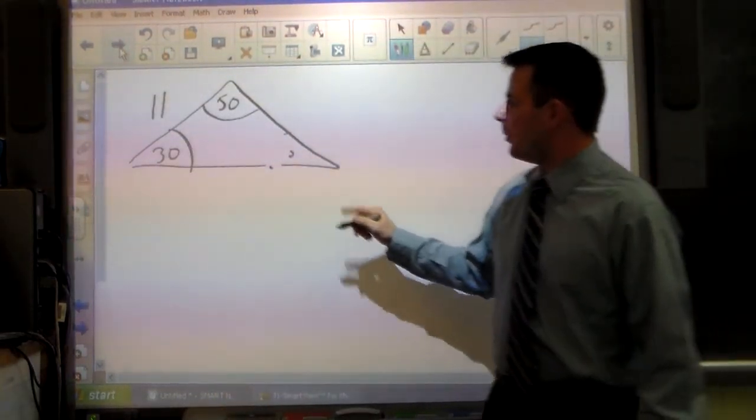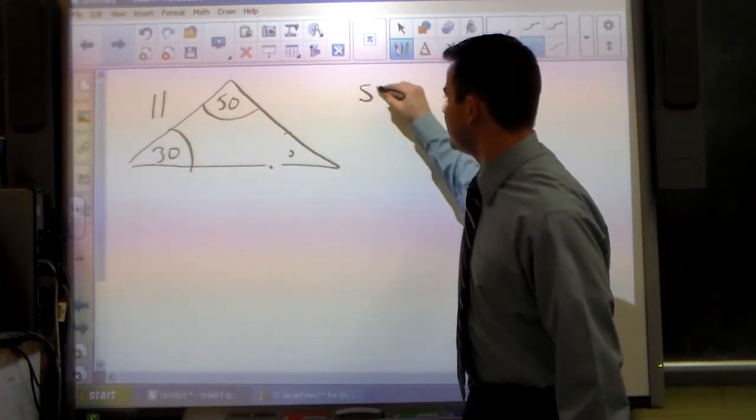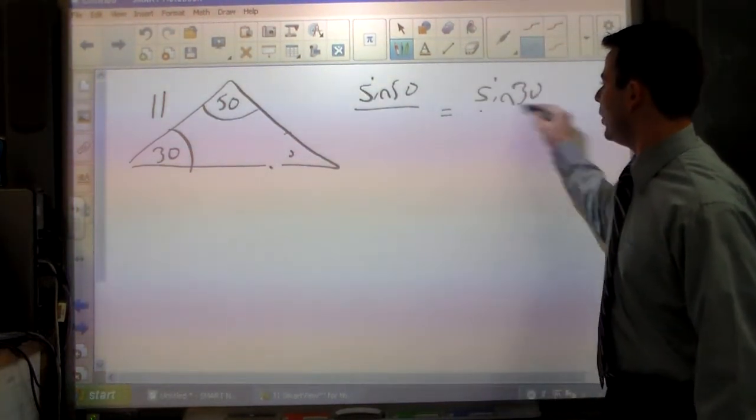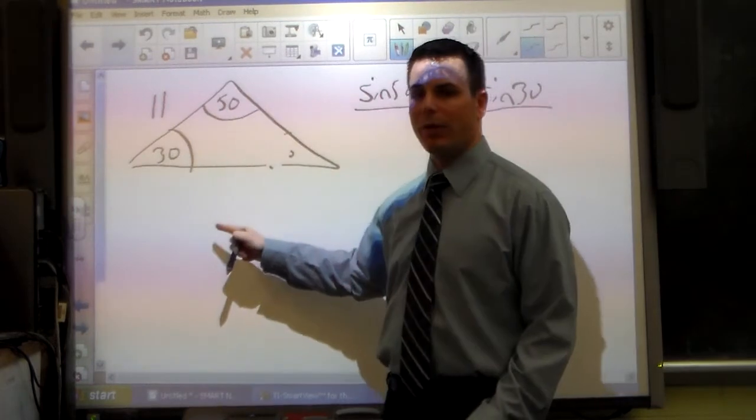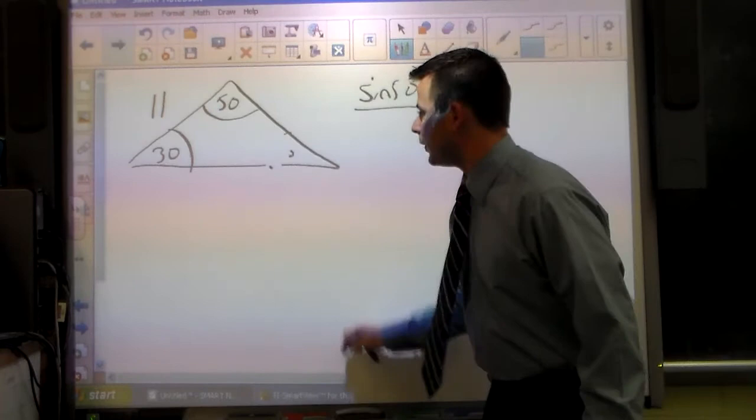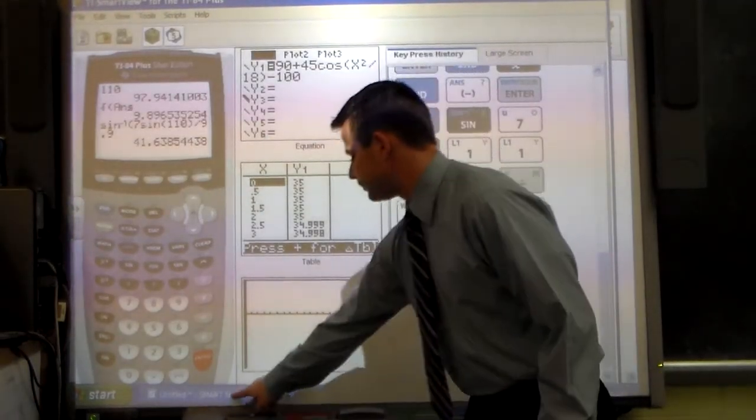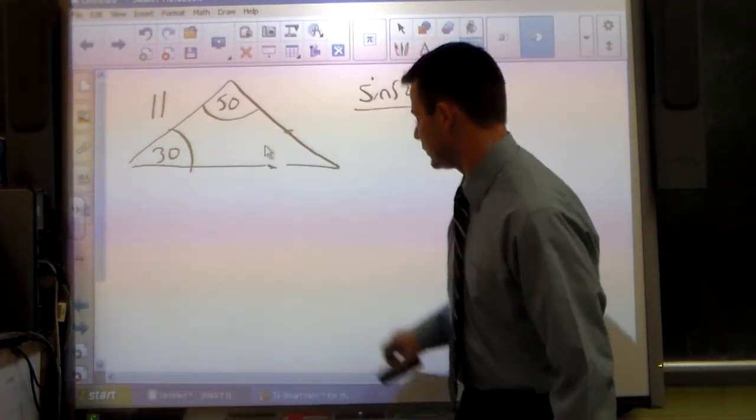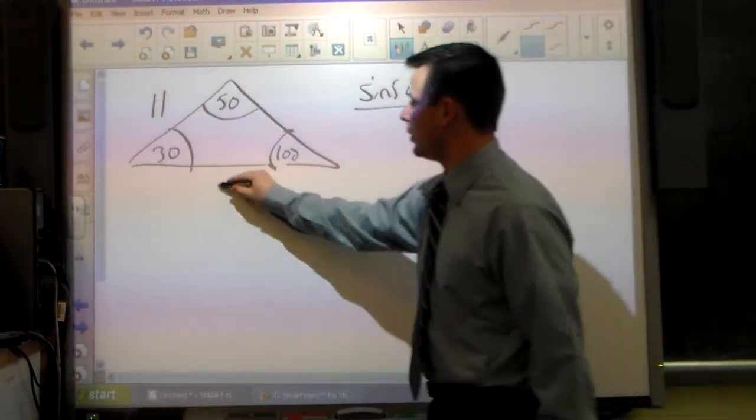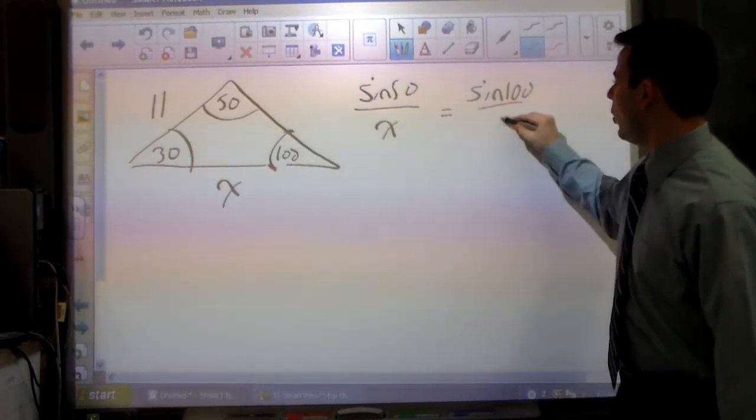So let's see what would happen if we hadn't found out that this was 100 degrees. We would have the sine of 50 over something equals the sine of 30 over something. Over what? Over an unknown and over an unknown. So we can't set up the law of sines here. But since we know that this is 100 degrees, now we can set up the law of sines. So now we can say the sine of 50 over x equals the sine of 100 over 11.